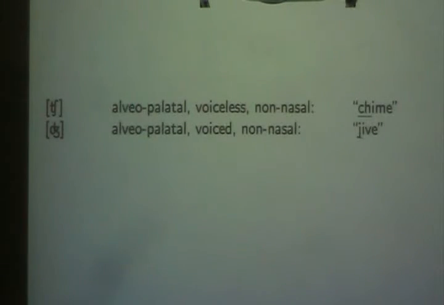One is made by bringing the tip of the tongue to the alveolar ridge or right behind it, making a stop like a ta or a da, and then releasing it to a fricative like a sha or a ja. So these are the sounds cha and ja. The IPA symbols for them are the symbols for the stop, t and d, and the symbols for the fricative part, esh and ezh, squashed together into one sound. Cha, ja, affricates.